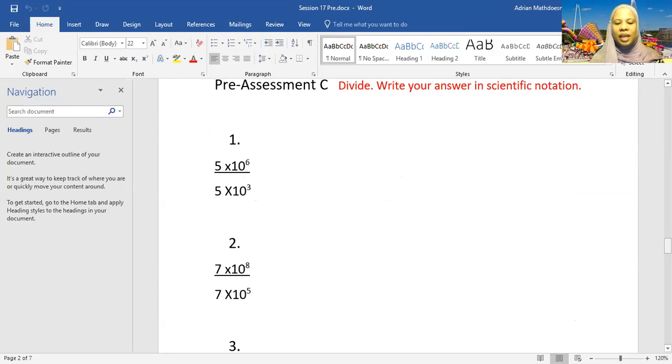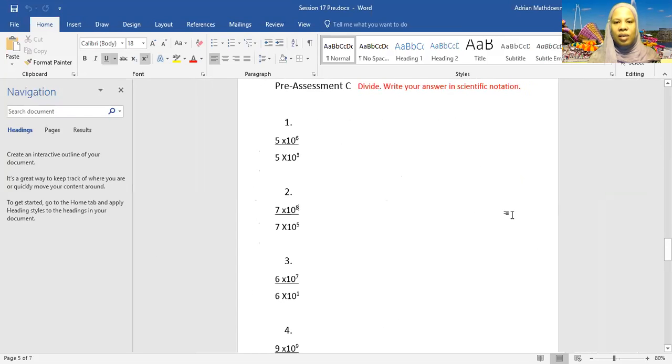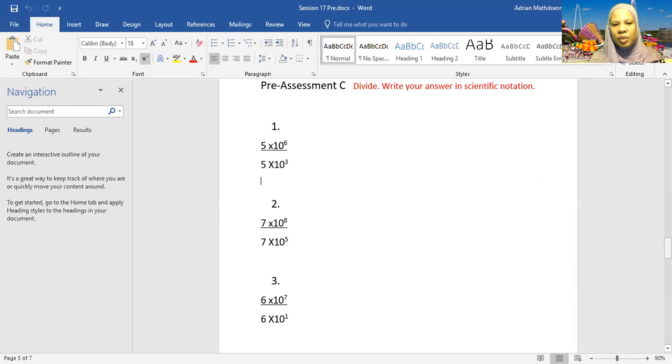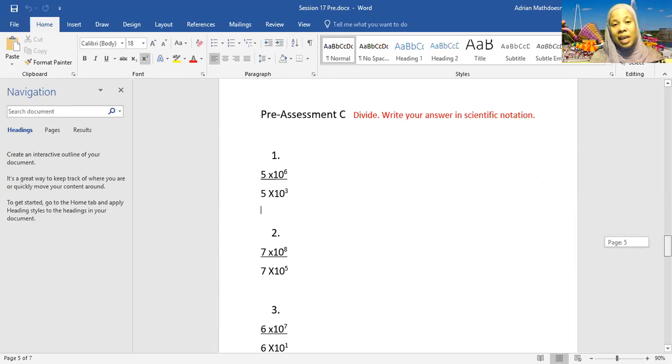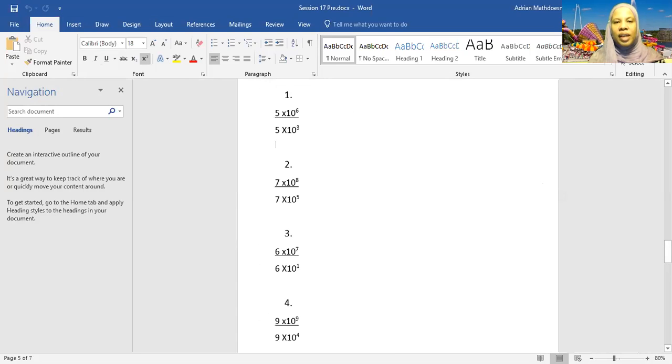Okay, so this assessment right here, let's see if I can squeeze it on here. I can, I just have to cut off the title. But I want you to put the answer in scientific notation. So I want you to write this, which is the last pre-assessment, and put your answer into scientific notation. So this is the last assessment. I'm going to share this with you and try your best.